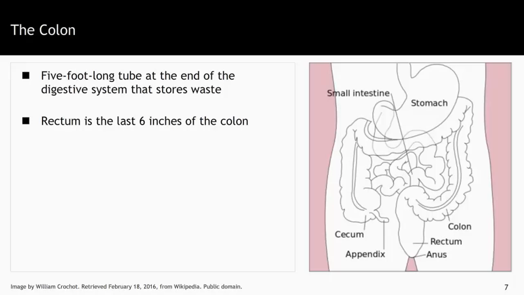The rectum is the last 6 inches of the colon. Many people think about colon cancer and talk about colorectal cancer, but the rectum really represents a different kind of cancer, and we will only be referring here to colon cancer.